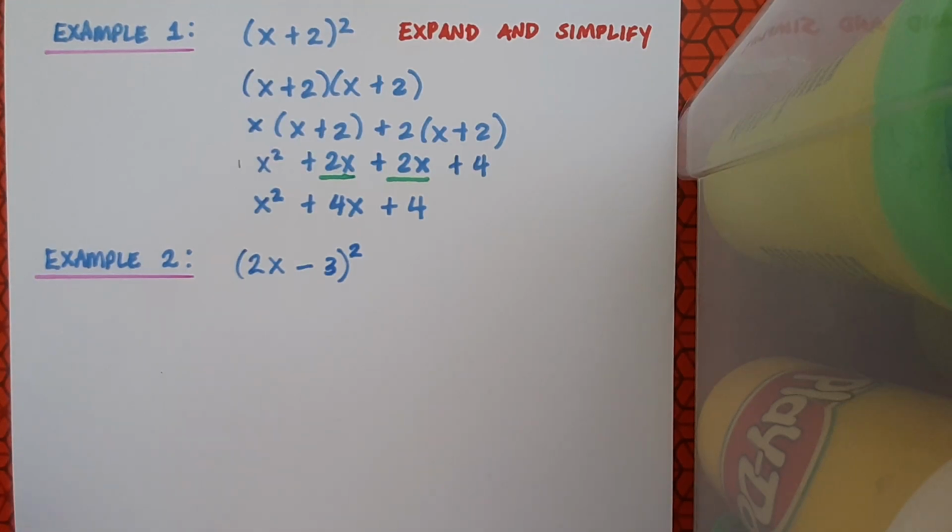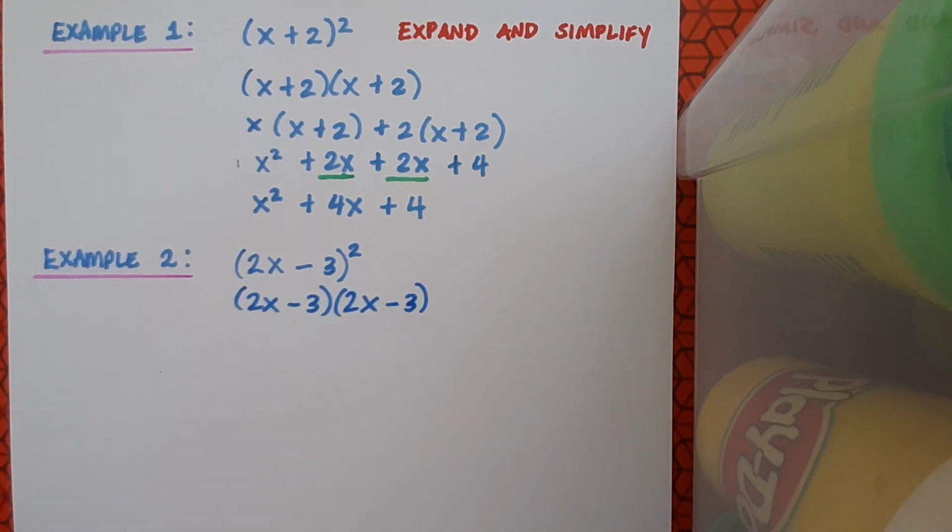Okay, so I've got the bracket 2x minus 3 being squared. I want to expand and simplify. First of all, what do I mean by squaring this bracket? Well, I mean that I'm multiplying 2x minus 3 by 2x minus 3. I'm multiplying the bracket by itself. Okay, again, pause the video here and then see can you get to the end yourself. And play and check if you're correct.